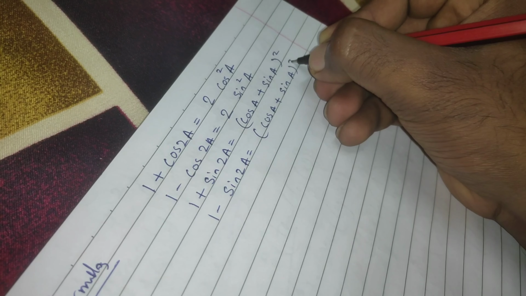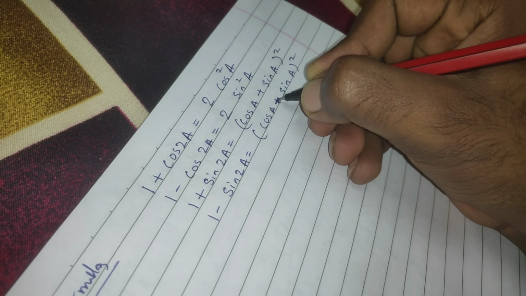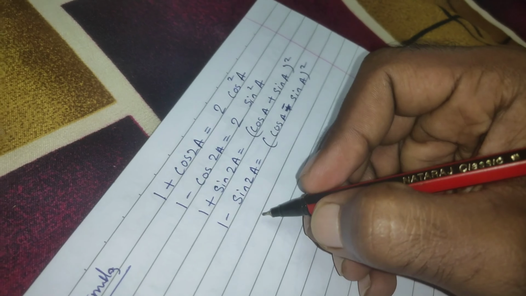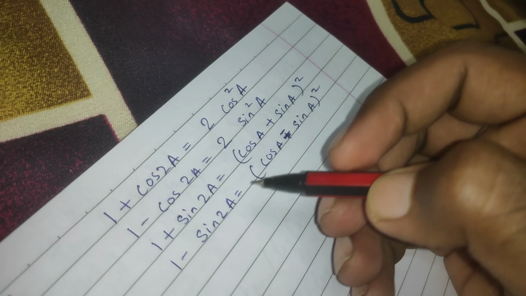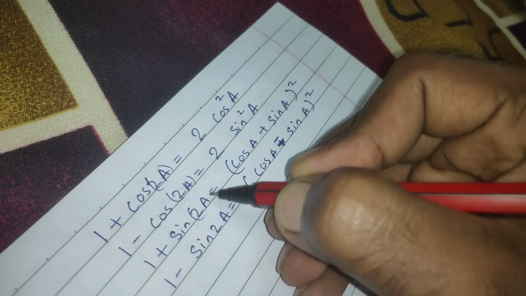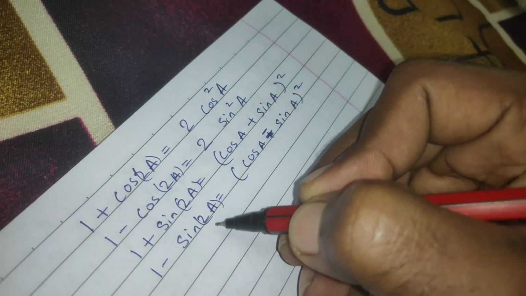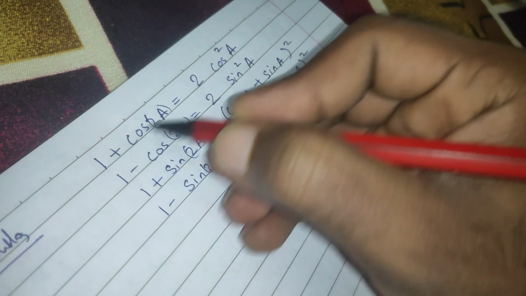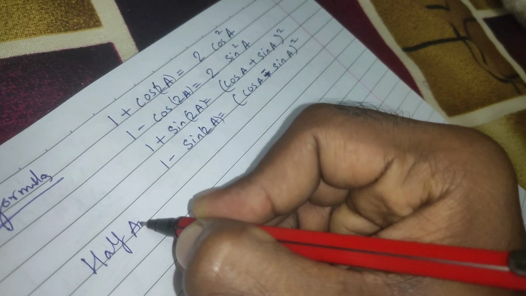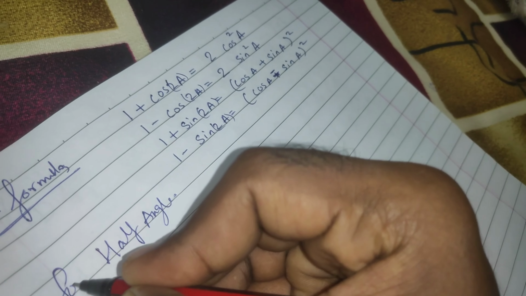So 1 plus cos 2a equal to 2 cos square a, 1 minus cos 2a equal to 2 sin square a, 1 plus sin 2a equal to (cos a plus sin a) the whole square, 1 minus sin 2a equal to (cos a minus sin a) whole square. So these are the angles. Okay, so now we are going to see the half angle.